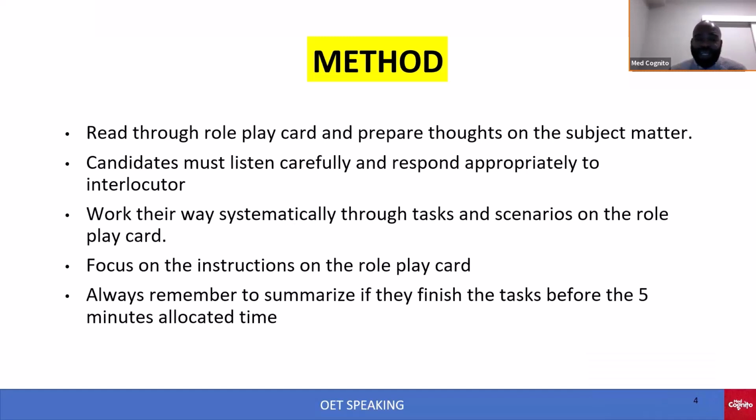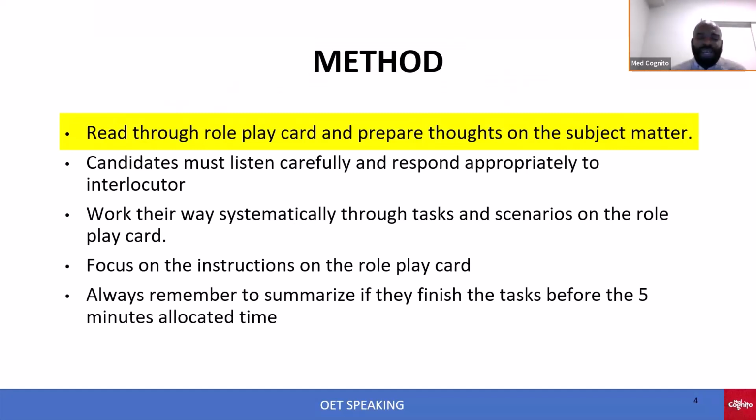The first thing you do when you're handed the card is that you read through the role play card and you prepare your thoughts on the subject matter that is on the card. Like I mentioned before, you have 2 minutes to prepare. So during these 2 minutes, you want to read through it and then formulate, put together your thoughts. You would want to have everything set up in your mind so that as soon as it's time for you to start interacting with the examiner, you can quickly go on to your points, ask the right questions, and then go ahead with the role play scenario.